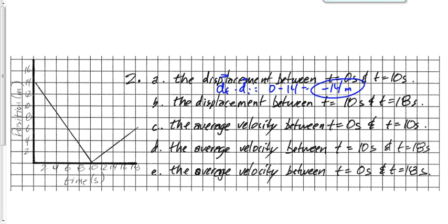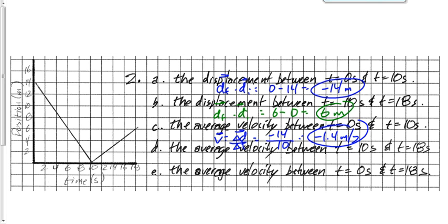So displacement between 10 and 18. df minus di. It's going to be, looks like 6 minus 0. That's a positive one because that's sloping upwards. So the average velocity between 0 and 10. You know what I usually like to do? I usually like to use displacement over time, even though the slope works. It's the same thing. The displacement, we already found it, is negative 14. And the time is 10 seconds. So that gives me negative 1.4 meters per second.